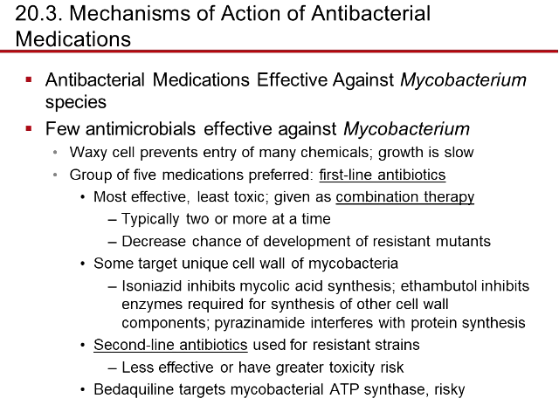So a group of 5 medications are the preferred first-line antibiotics, and they're most effective and least toxic given in combination therapy. So we treat leprosy and tuberculosis in much the same way. We give them 2 or more, sometimes 2 or 3 at the same time, and it decreases the chance of development of resistant mutants.